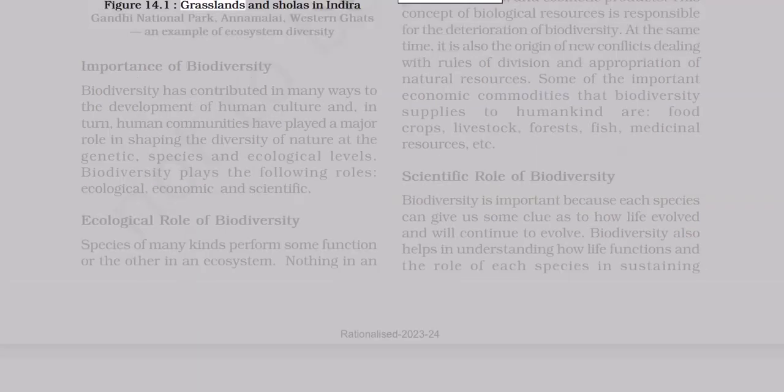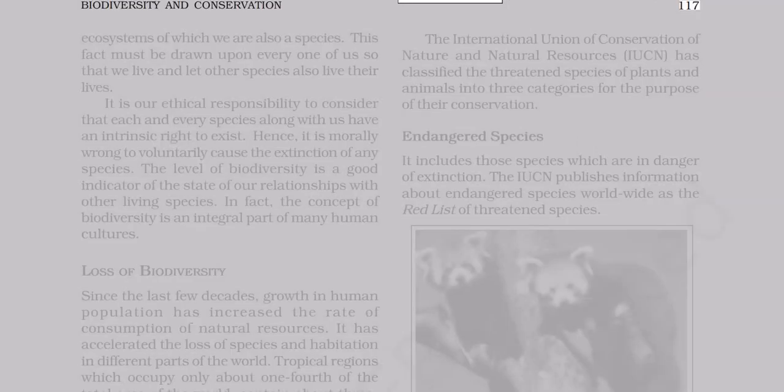Figure 14.1, grasslands and shoals in Indira Gandhi National Park, Anamalai, Western Ghats, an example of ecosystem diversity. Biodiversity and Conservation.